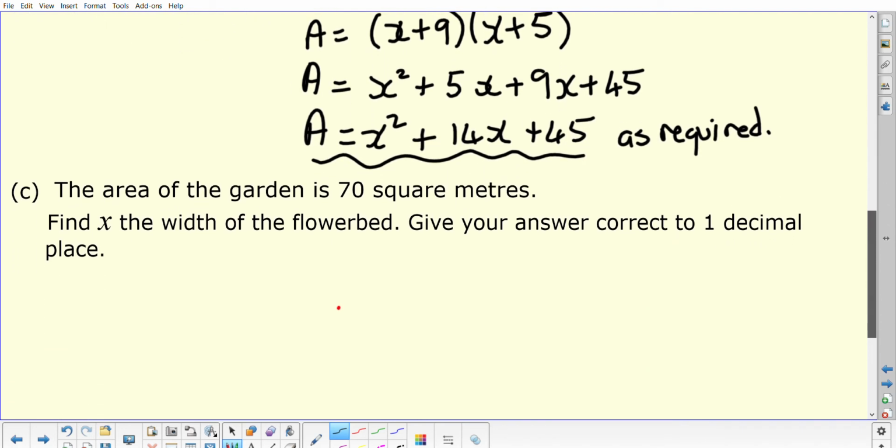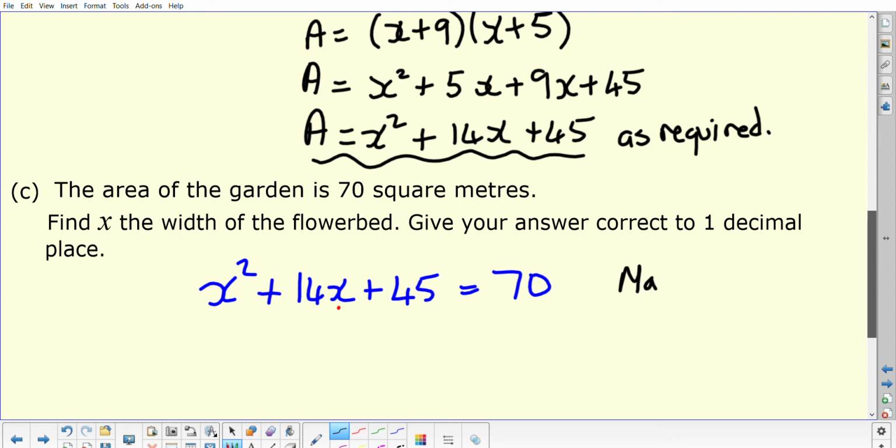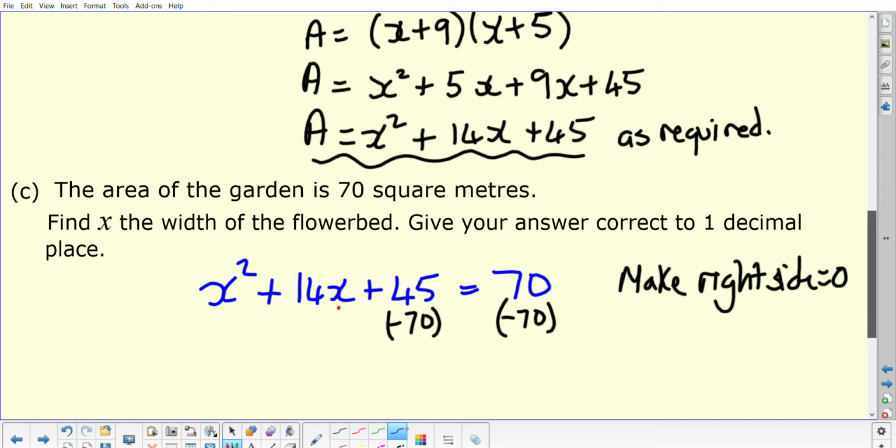You've then, in the next part, actually been given a value for the area. So what does that mean for us? That means our expression x squared plus 14x plus 45 must be equal to 70. Now, we need to be able to solve that to work out x. We need to make the right side equal to 0 in order to do this. So that does mean we're going to be taking away the 70 from each side, so that you then create the equation x squared plus 14x minus 25 equals 0.